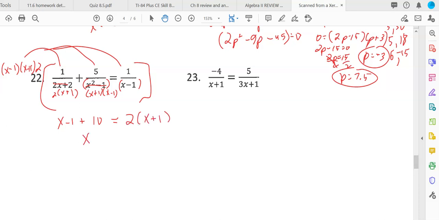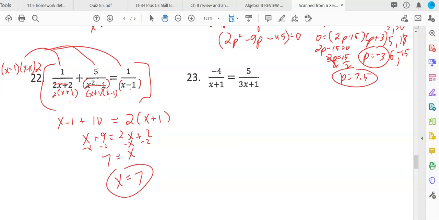So I get x plus 9 equals 2x plus 2. If I subtract x, I subtract 2. That's a positive 9, so that'd be 7 equals x. So x equals 7, and that does work because it doesn't make any of the denominators 0. It's not extraneous, at least.